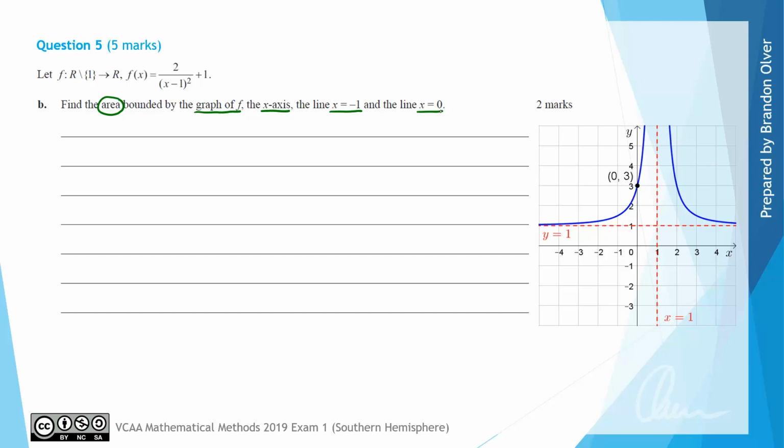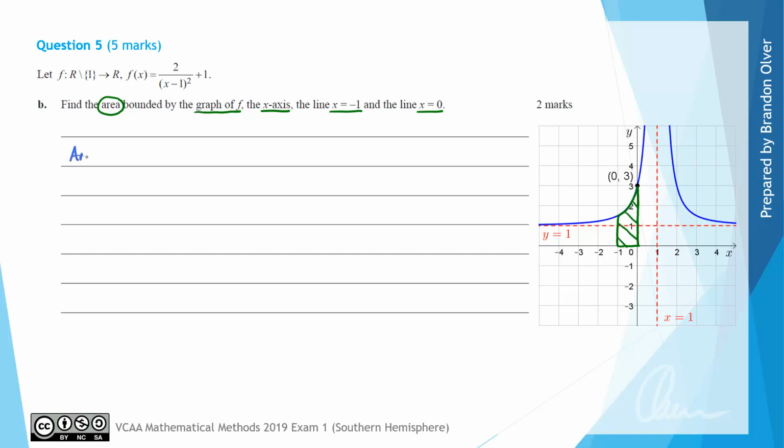So that area is bounded by the graph of f and the x-axis, and it's also bounded by the line x equals -1 and x equals 0. So this is the area that they are asking us to find.